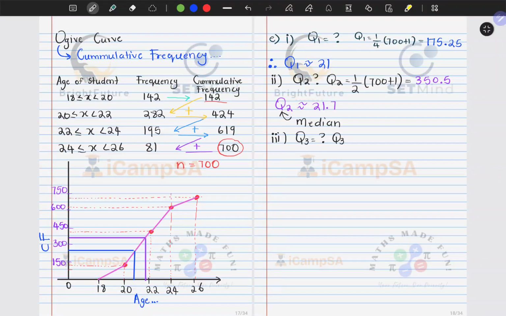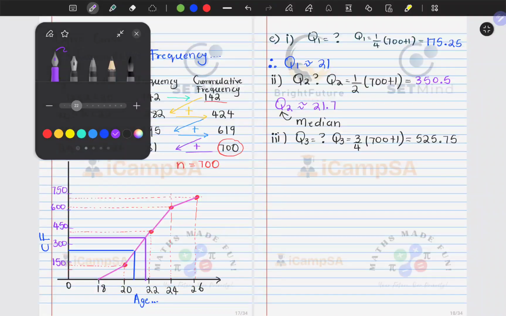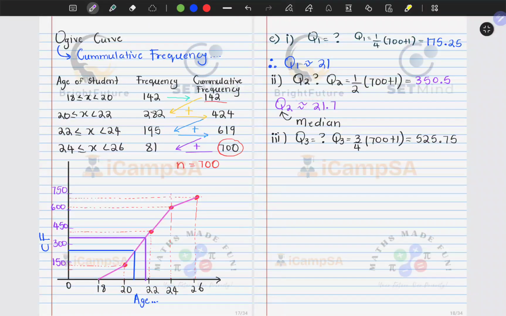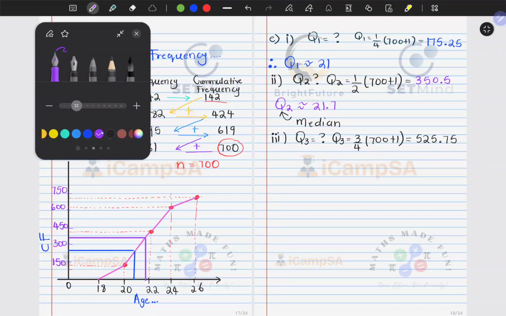So for Q3, we're going to have 3 over 4 into 700 plus 1. So let's go ahead, 3 divided by 4 multiplied by 701. That becomes 525.75. Okay. So let's go ahead and deal with that. So 525 should be somewhere here. Let's make it green.